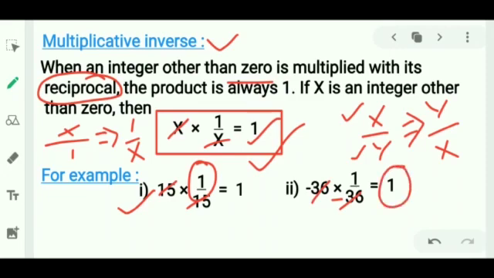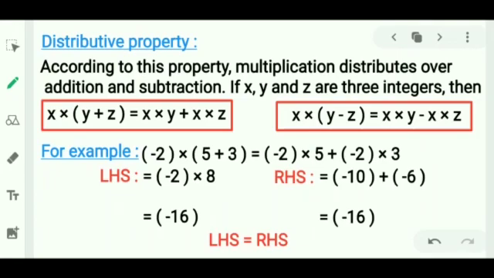Move to the next property, distributive property. It is also a very important property of multiplication. According to this property, multiplication distributes over addition and subtraction. If x, y and z are 3 integers, then look at x multiplied by the sum of y and z.